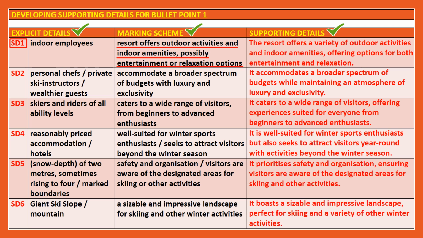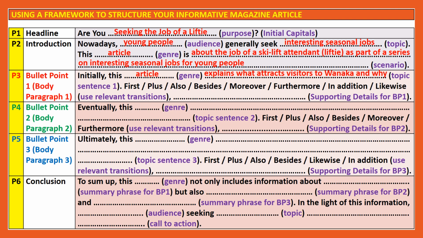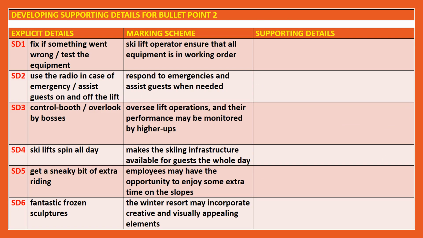Then begin P4 with another paragraph transition, reference to the genre, and a topic sentence deriving it from the second bullet point in the prompt to introduce the second body paragraph. Ensure you use relevant transitions to each of the supporting details. Now develop supporting details for the second bullet point.